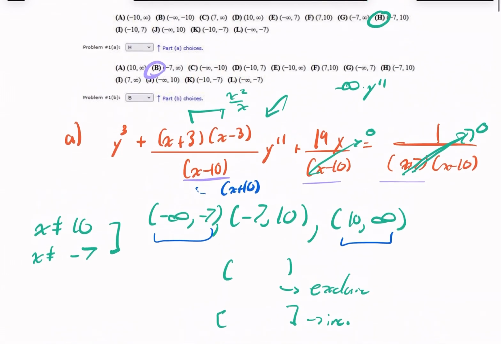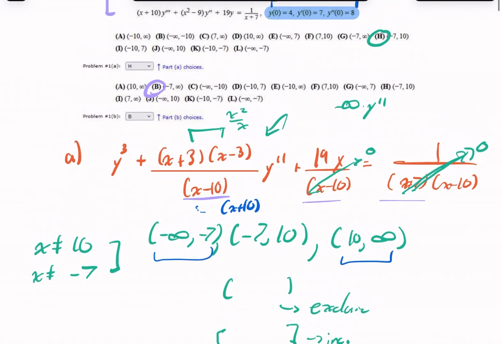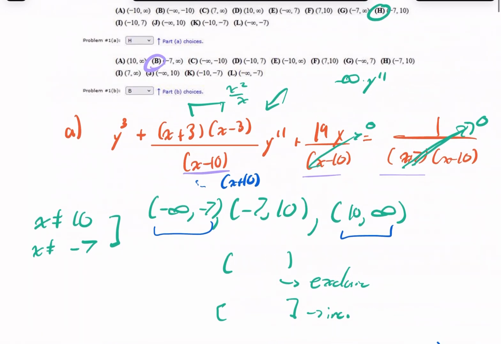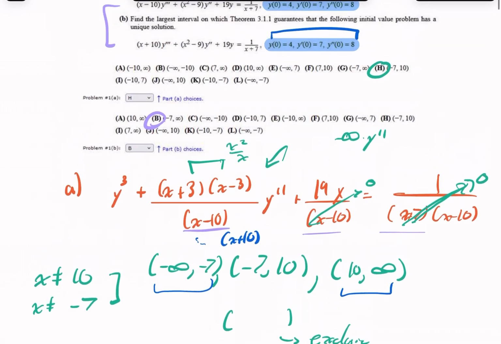So after we do that, we have 3 main intervals that satisfy, or supposedly satisfy, our question. And I'll tell you how to narrow it down. So we have negative infinity to negative 7. We have negative 7 to 10, and these are all exclusive, just so we're clear. And we have 10 to infinity, okay?